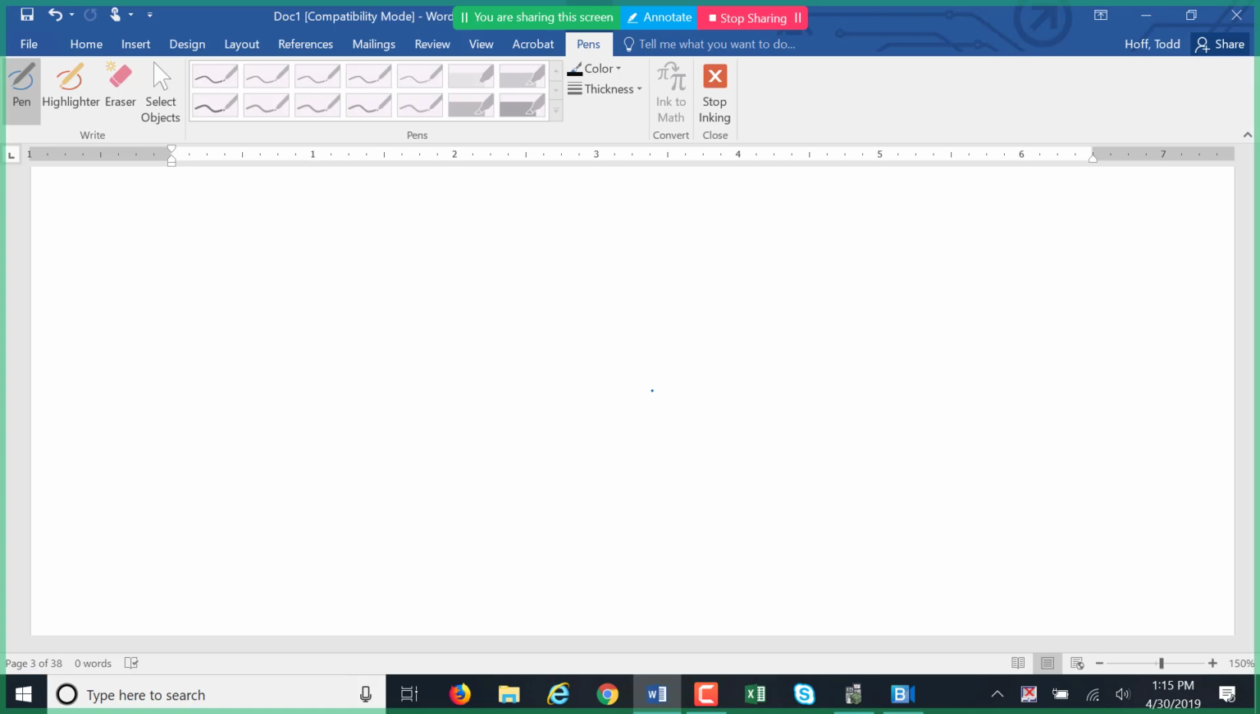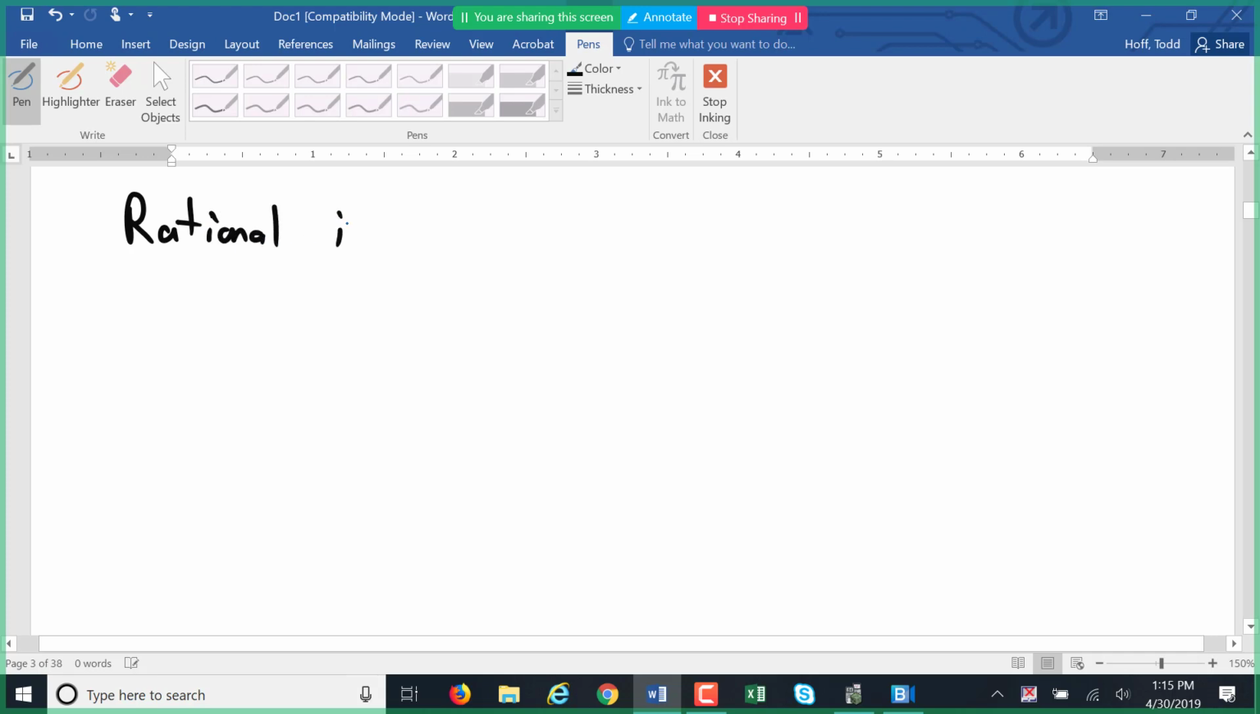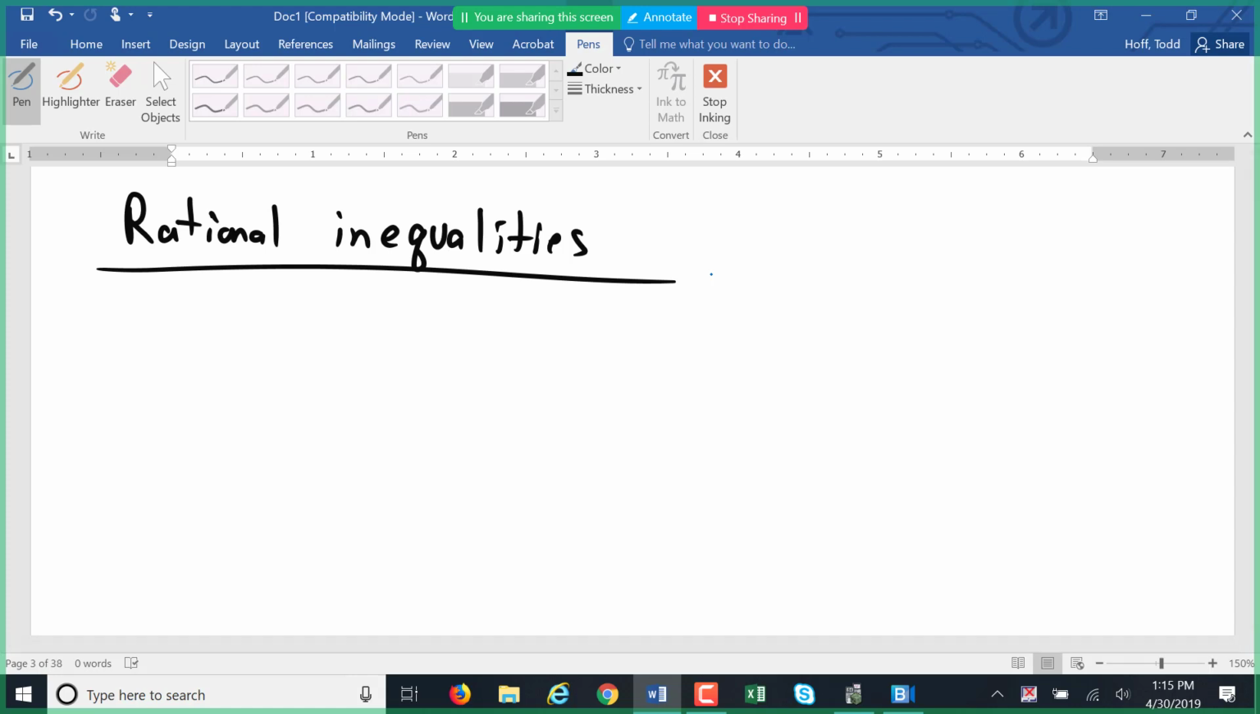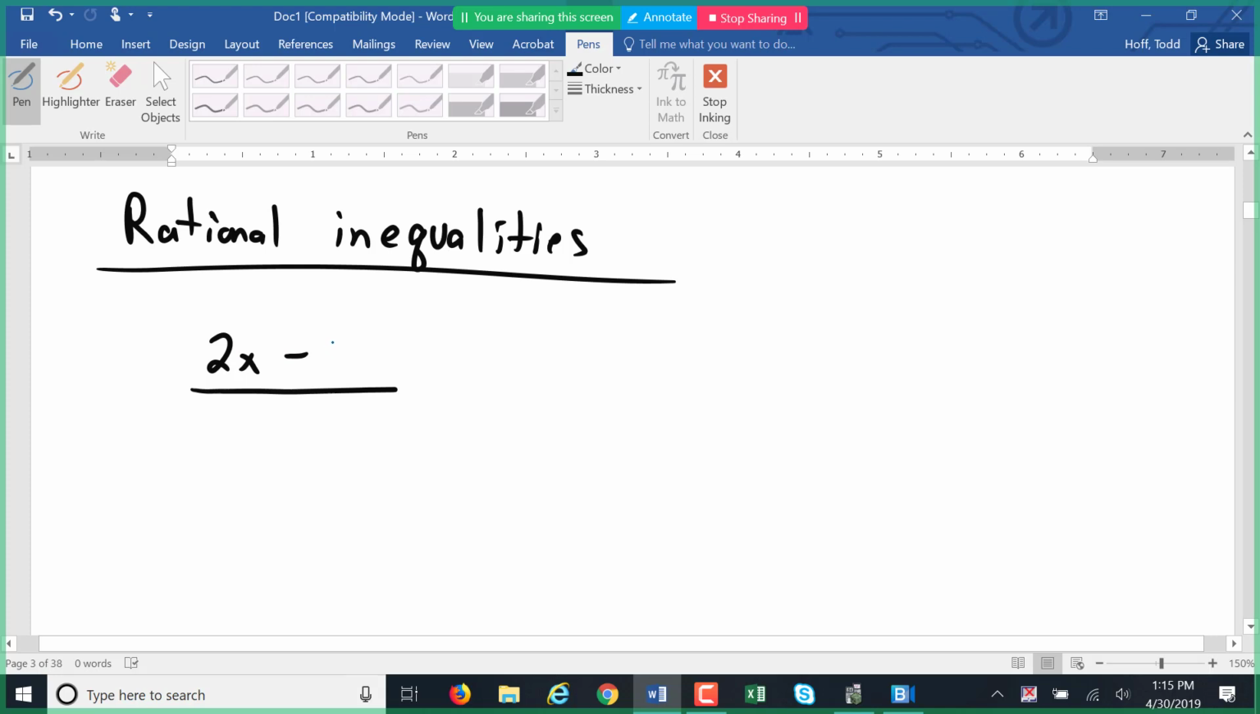We also started a little bit yesterday on rational inequalities. The word rational means fraction. So just like we were dealing with rational expressions and rational equations, these are algebraic expressions that are fractions that are inequalities. So we might have (2x minus 8) over (3x plus 6) is greater than or equal to 0.